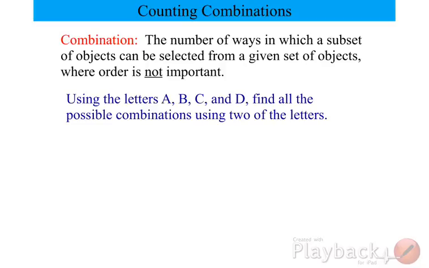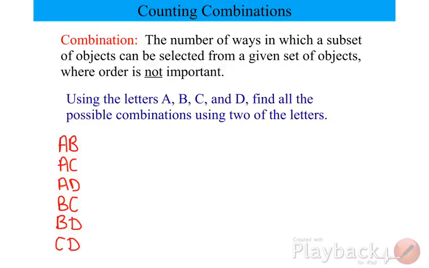So the first example, if I use the letters A, B, C, D, I can find all the possible combinations using two of the letters. So I'm going to start off by writing that out for us. We're looking for the possible combinations just using two letters. So I can start off with AB, AC, AD, BC, BD, and the last one CD.